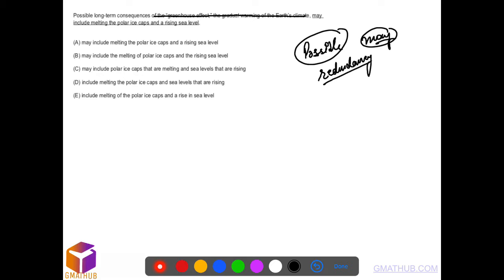In this question, the first split is, if we strike off this thing, possible consequences may include. Possible and may are creating redundancy. No correct option in GMAT will have redundancy. Possible and may both give me a probability of something. Nothing is fixed, it's probable. So anything that includes may is out. So it's between D and E.